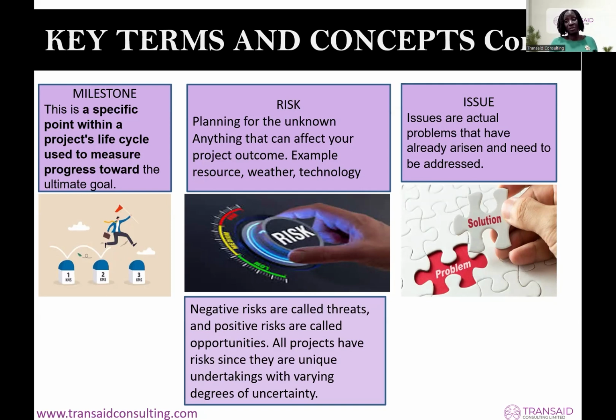We have what is called risks. Planning for the unknown. Anything that can affect your project outcome. For example, resources, weather, rain can fall, technology, you need to plan for them. Negative risks are called threats, and positive risks are called opportunities rather. All projects have risks since they are unique undertakings with varying degrees of uncertainty. There's a lot of uncertainty.